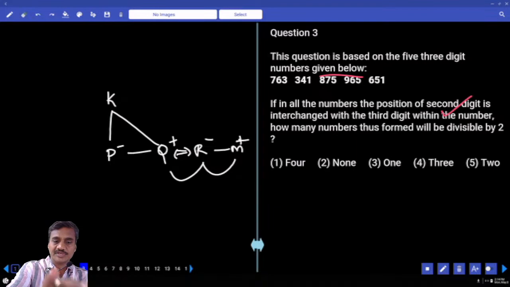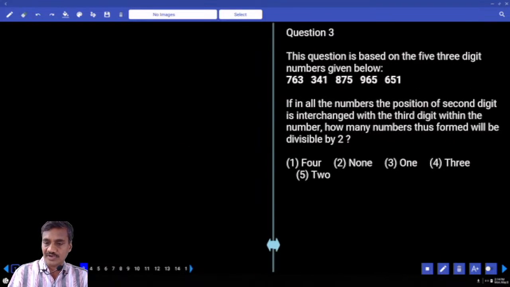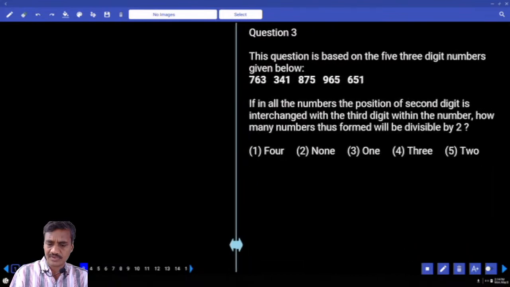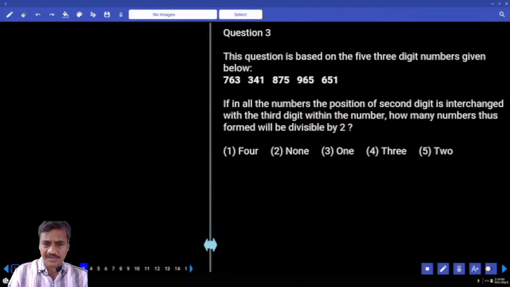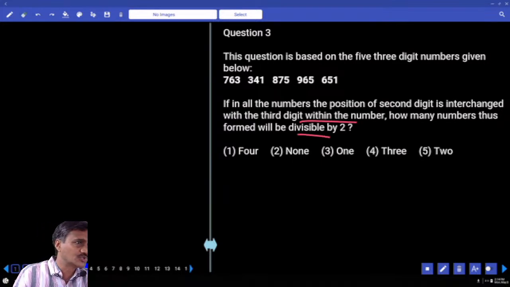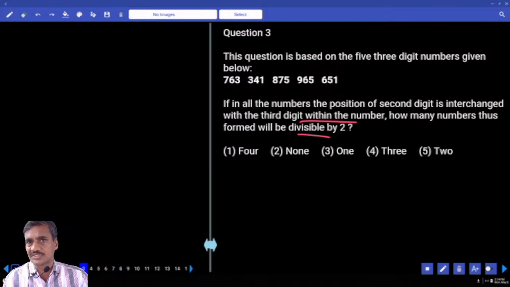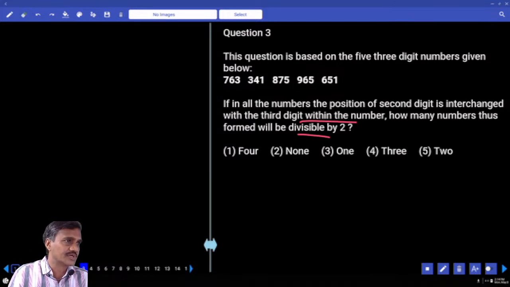The next one, the third one, is based on a set of numbers. If in all the numbers the second digit is interchanged with the third digit, how many numbers will be divisible by 2? Second and third are interchanged. Which digit is going to the third place? The second digit. Among the second digits, we need to find the even numbers: 6, 4, and 6, and 6. How many numbers are divisible by 2? 3. That is the choice for question number 3.